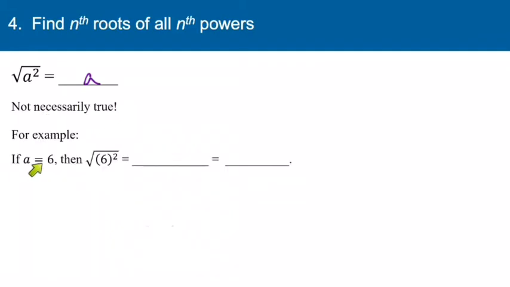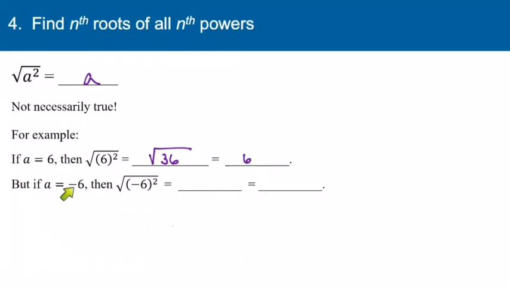If we have a equals 6, then the square root of 6 squared is the square root of 36, which is 6, so no problem. But if a is negative 6, then the square root of negative 6 squared is still the square root of 36, which is still 6. So here on the first line, the number that was squared under the radical is the number that we got out at the end. But here on the second line, we had a negative number squared under the radical, but we got a positive out at the end.